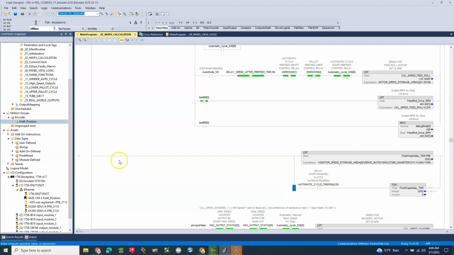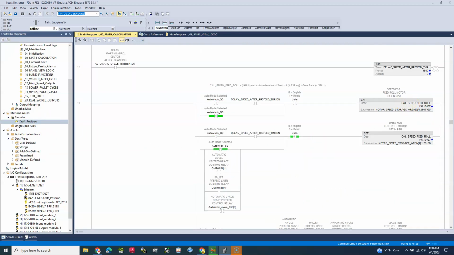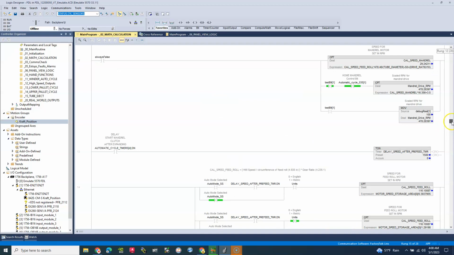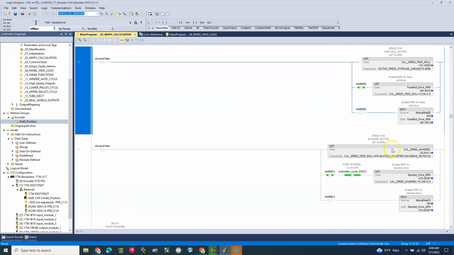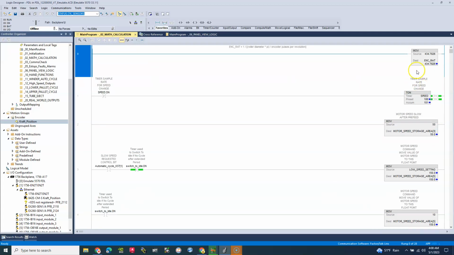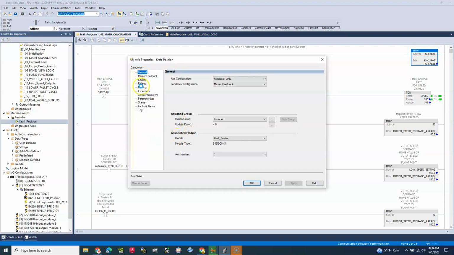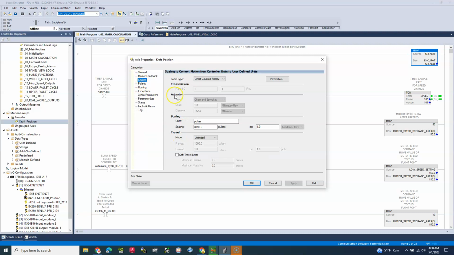Okay, so we have some of this, but let's look a little deeper. Let's see if we can get this up here. Our encoder ratio, all right? So our drive ratio and our encoder ratio are two different numbers. All these are part of what we're working on. We have our craft position essentially, but we have our scaling for our encoder.